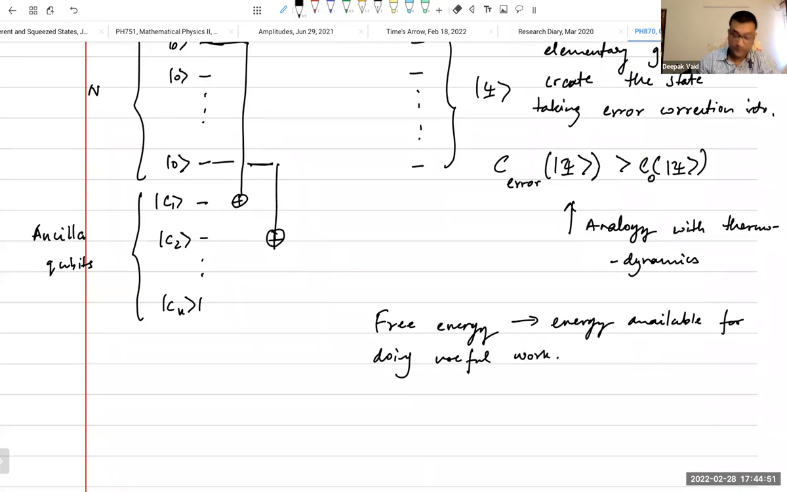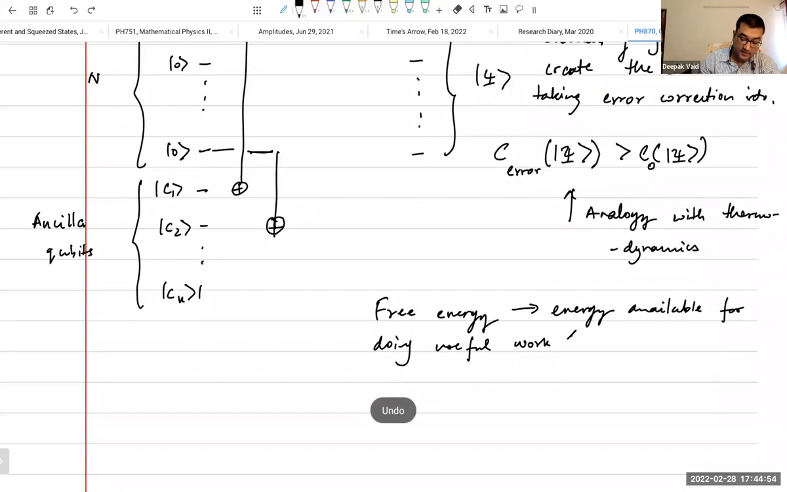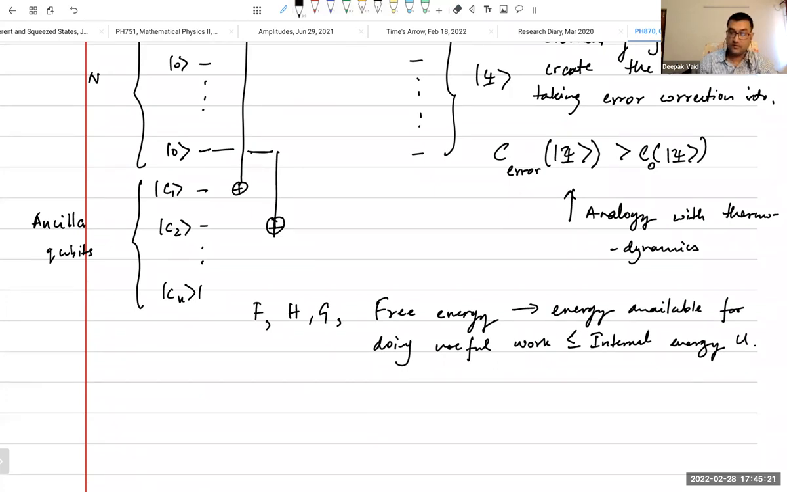This is typically less than or equal to the total internal energy, which is denoted by U, let's say. And there are different kinds of free energies. There is the Helmholtz free energy, and there's the Gibbs free energy, which is written as a letter G. And then there is the free energy, which is just F. So you have these different measures of energy, which correspond to the energy which is available for doing useful work. And this is typically less than the total energy of the system, right?